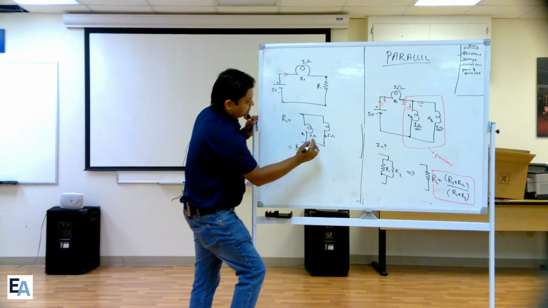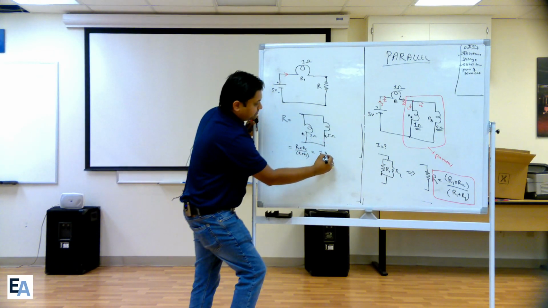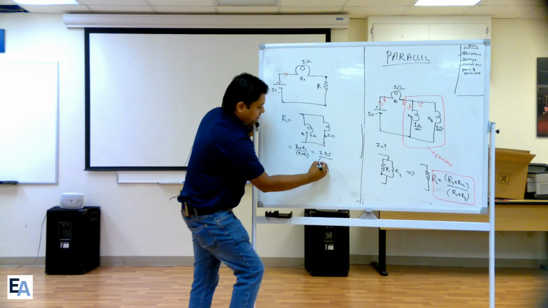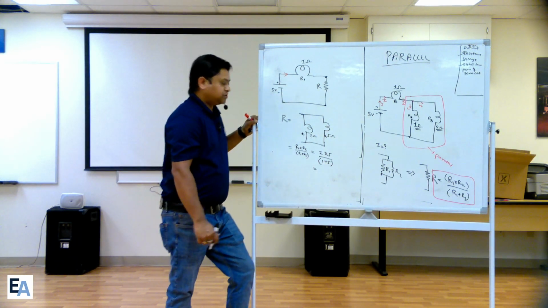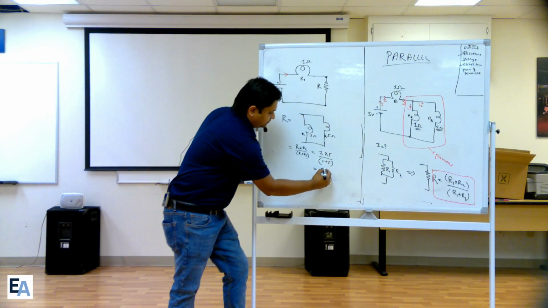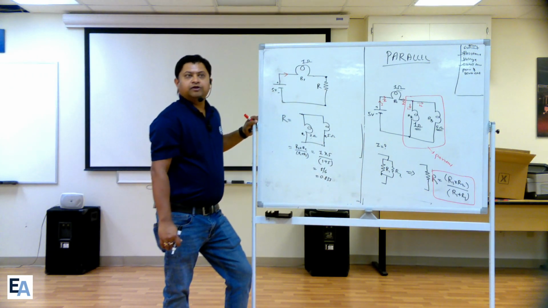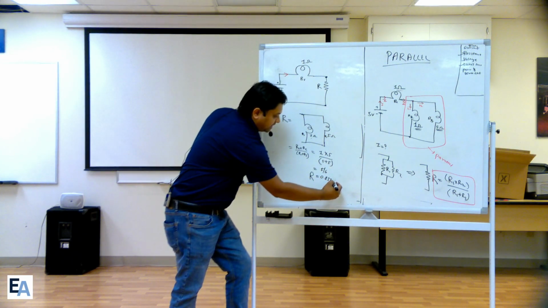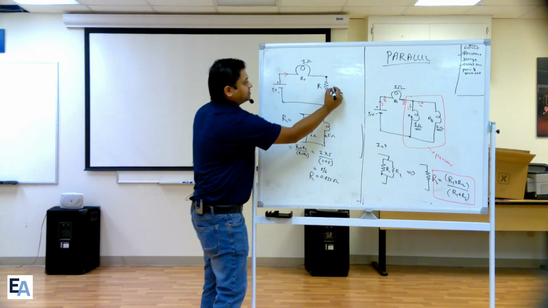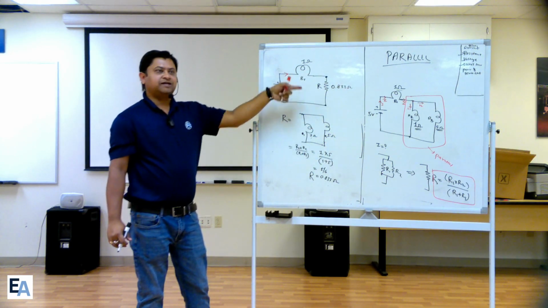It means 1 times 5 divided by 1 plus 5. How much is it coming? 5 by 6 equals 0.833. So the value of R is actually 0.833 ohms. I am going to write it here, 0.833 ohms. Now your circuit is simplified.